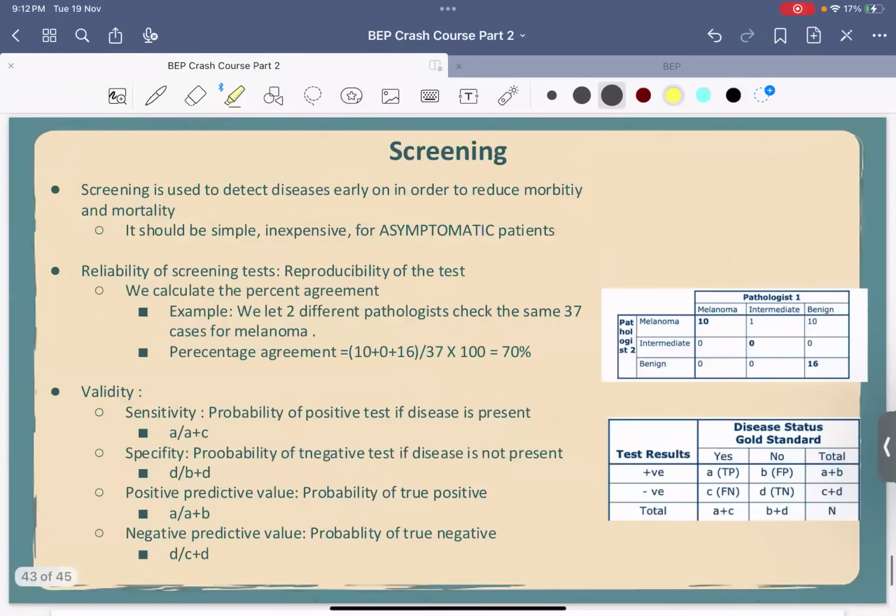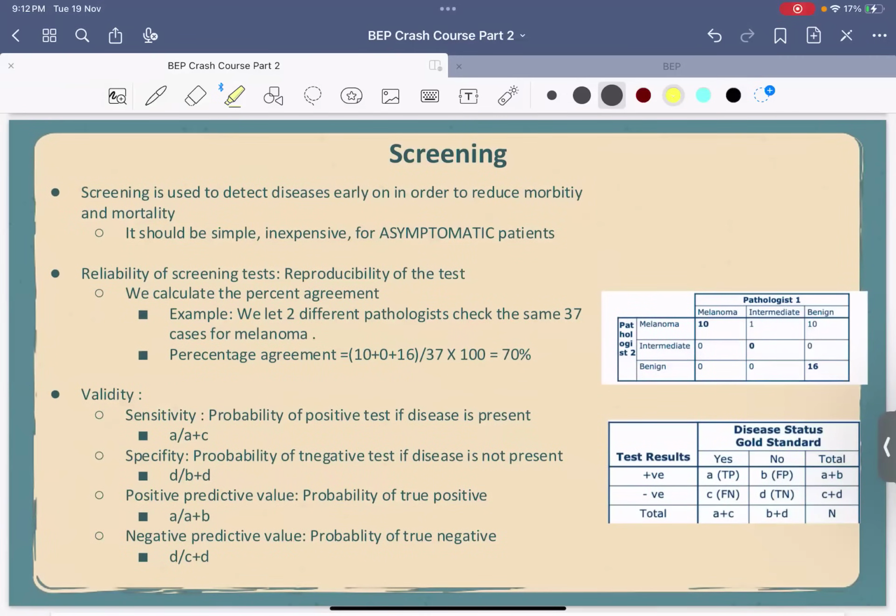Screening. But screening is very important. What is screening? Screening is used to detect diseases early on in order to reduce morbidity and mortality. Screening tests, okay? So, for example, for breast cancer, the screening test is mammography. So you come and check for breast cancer even if the person is asymptomatic, okay?